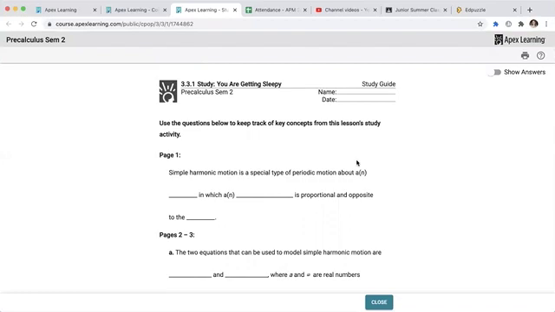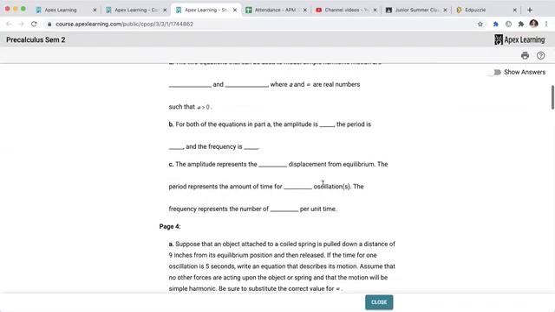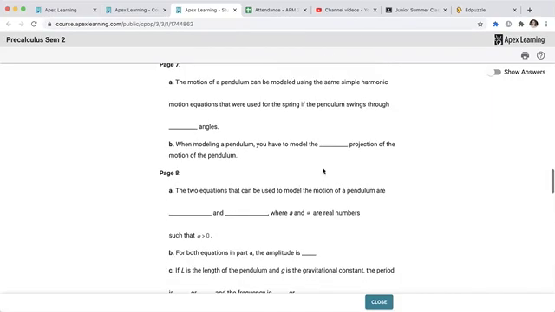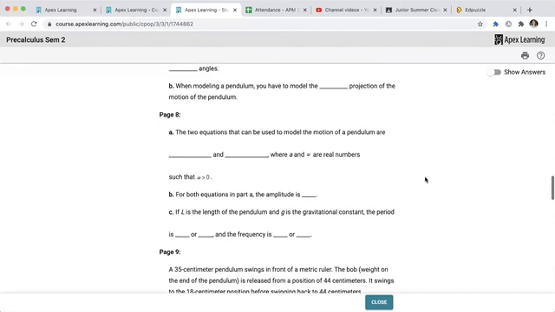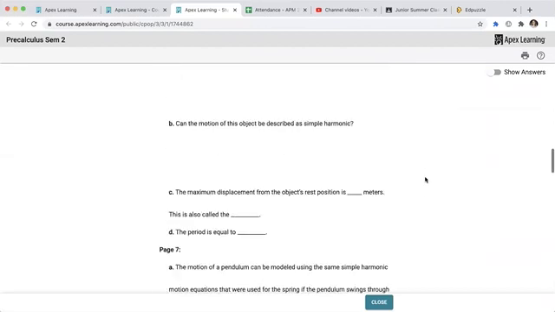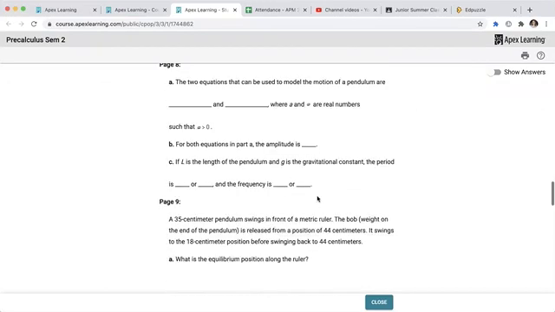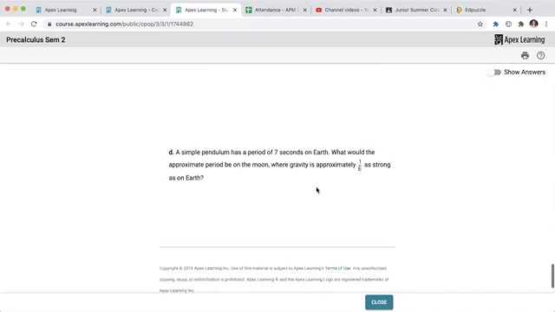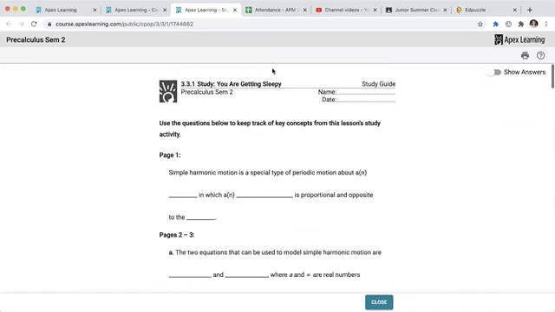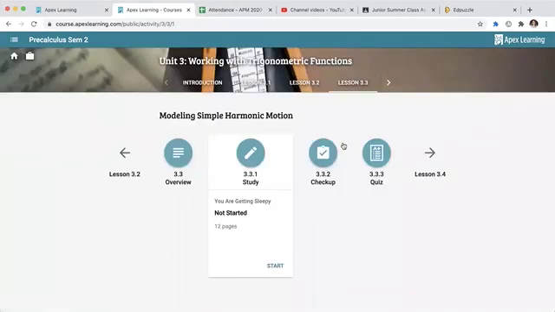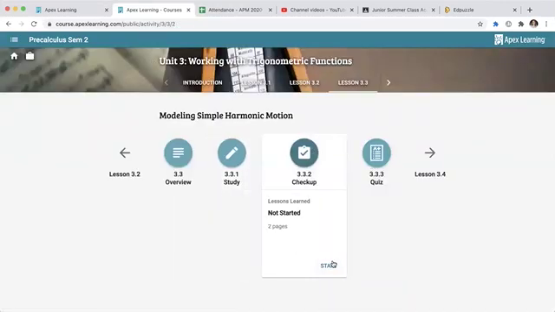But again, with this study guide here, this is going to be really helpful for you, especially with those equations. I think that was mostly pages 6 and 8 here. Answering all these questions is going to be super helpful, making sure that you understand how this process works, because you obviously have this checkup and this quiz here.